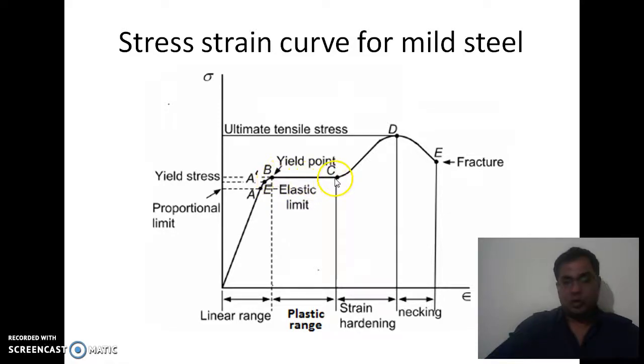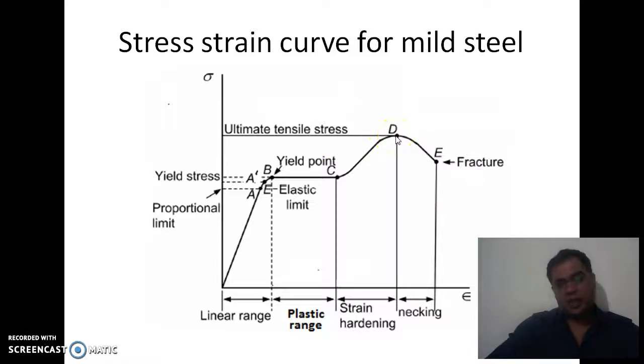Now on further increase of the load beyond C, the stress increases up to D, and the stress corresponding to D is known as the ultimate stress, and this range from C to D is called strain hardening. What does it mean? The material has not yet reached its ultimate strength at C, and on further increase of the load it is gaining strength, meaning the material is getting hardened, and at point D it is the ultimate strength. It means the material has reached its maximum ultimate strength.